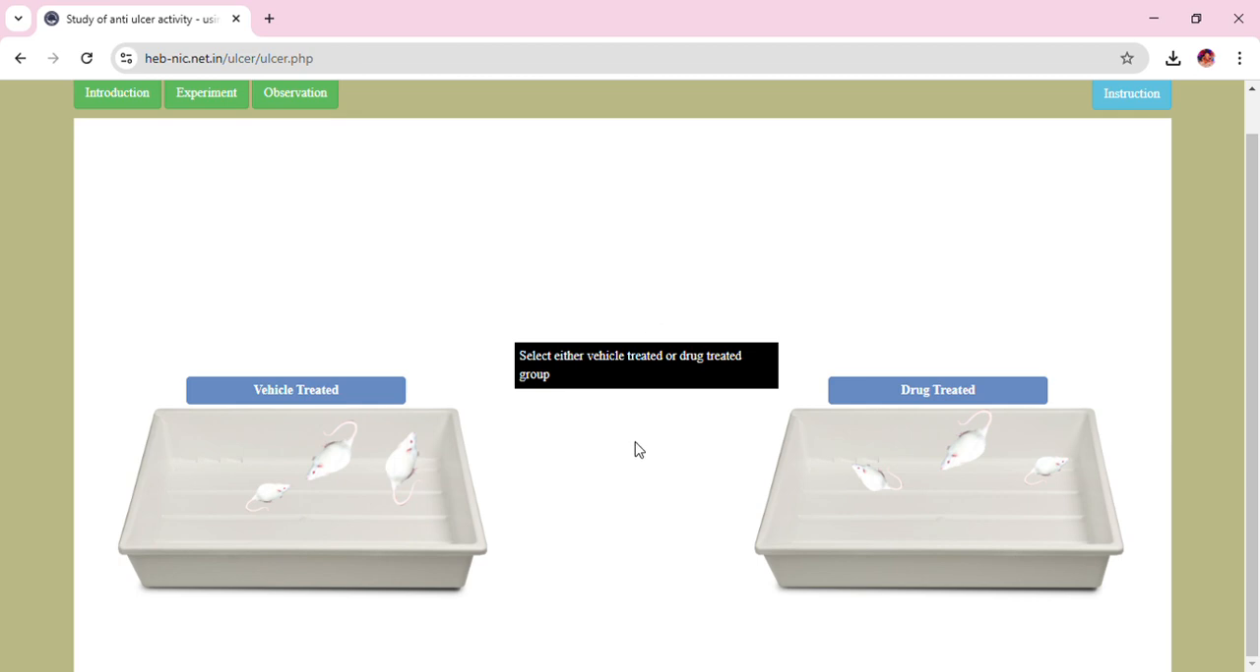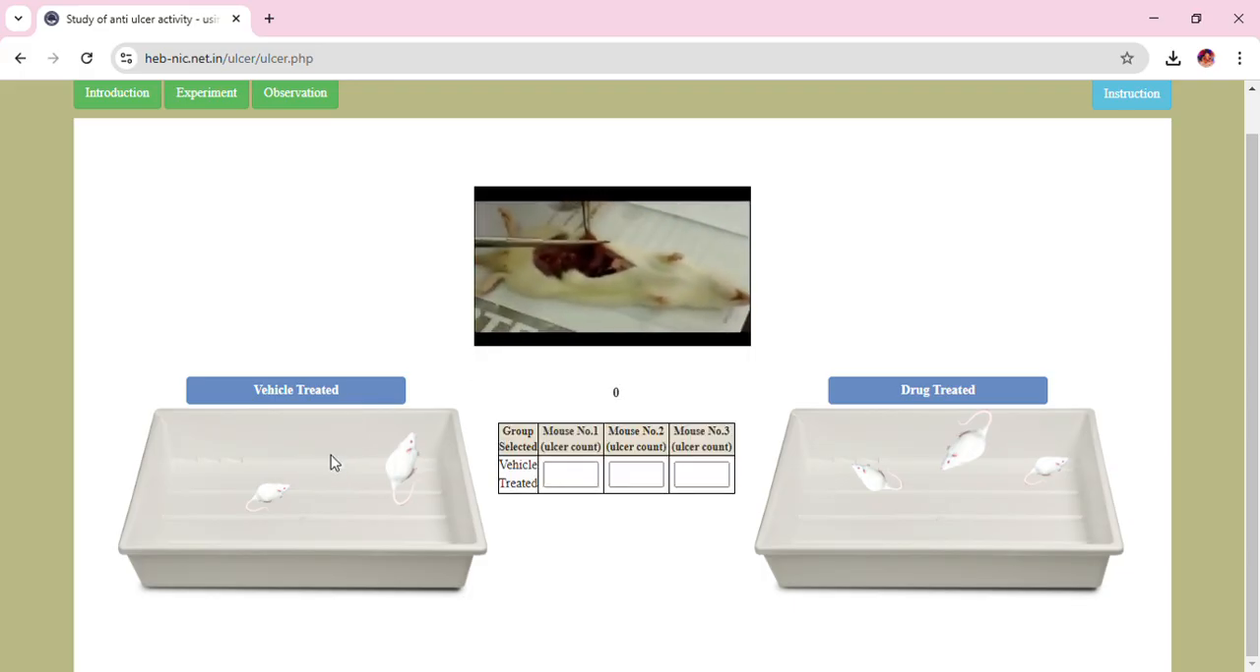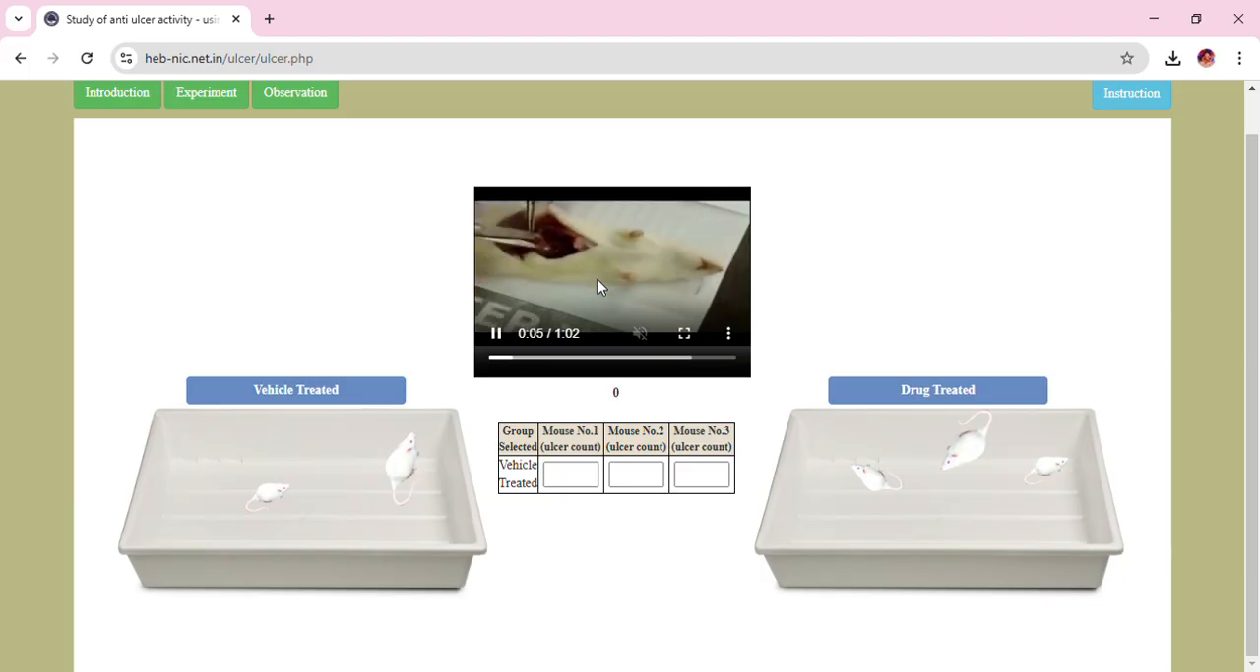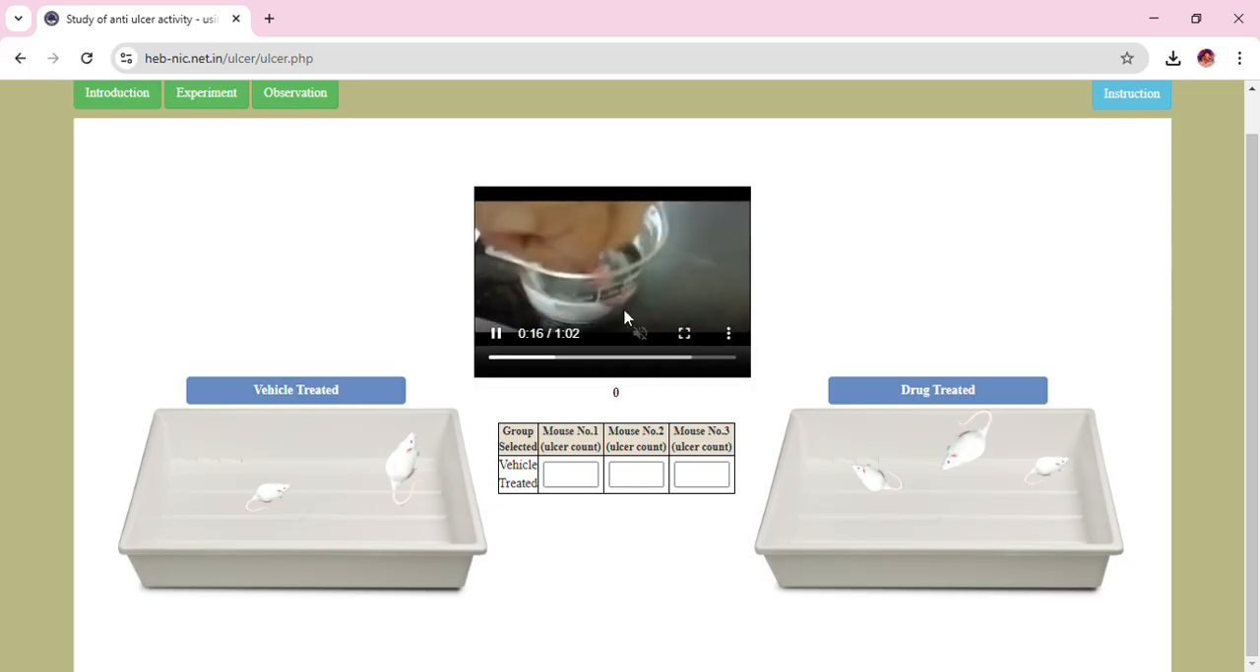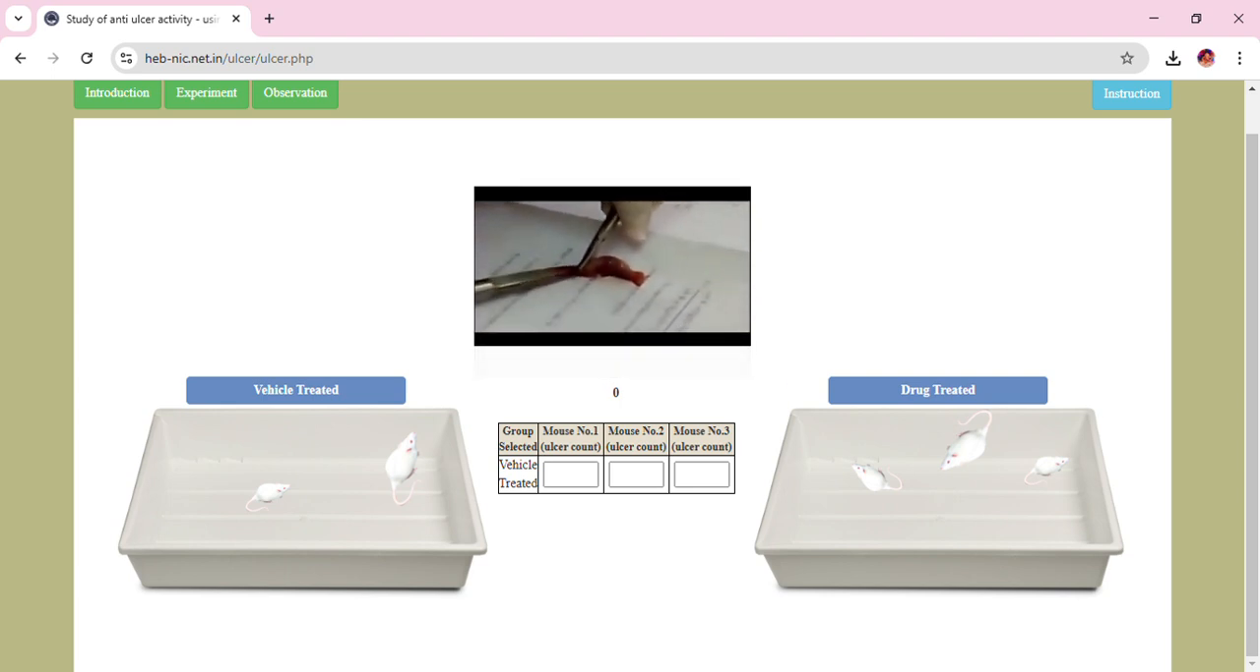Before starting the observations, we have to select either the vehicle treated or drug treated group. First of all, we will see the vehicle treated method. Here the anesthesia is given, ligation is carried out, and after that we move towards the sacrifice of the animals, and after that we have to observe the ulcer count. For that purpose, after sacrifice, the stomach is isolated from the body of the animal.